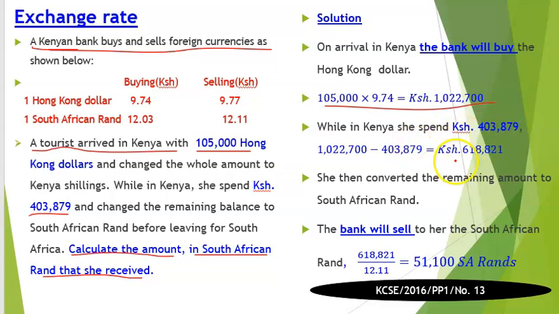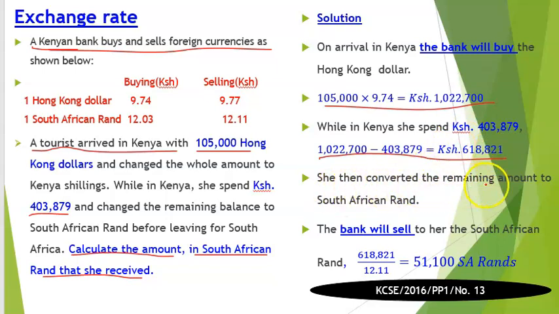403,879. So the remaining will be the money she had, 1,022,700, minus the money she spent. So if we subtract the two, we are going to remain with 618,821. Now, this money that remains is now going to be converted to South African rand.